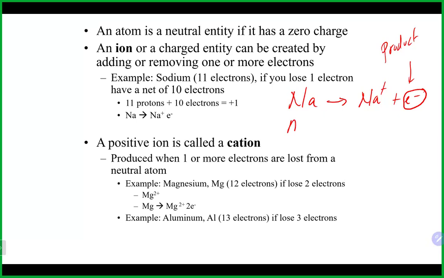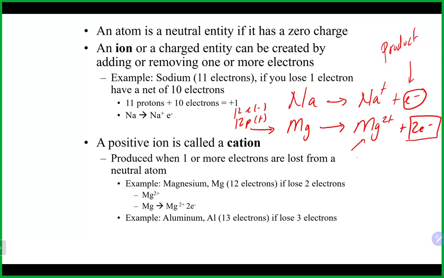Same thing here. If we look at magnesium, we could show the overall situation that's happening. Magnesium will lose 2 electrons and become positively charged. And again, we will see those electrons on the product side to indicate that it is losing them. Remember, a normal magnesium atom that's neutral has 12 protons and 12 electrons. In a situation where it has a +2 charge, it still has 12 protons because it's still magnesium, but it has only 10 electrons. And that's where that +2 charge comes from.